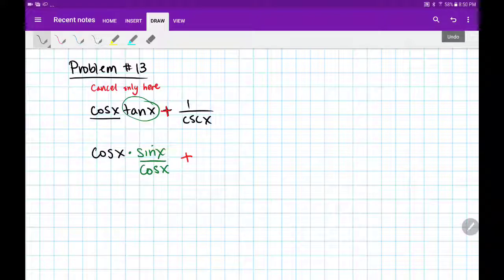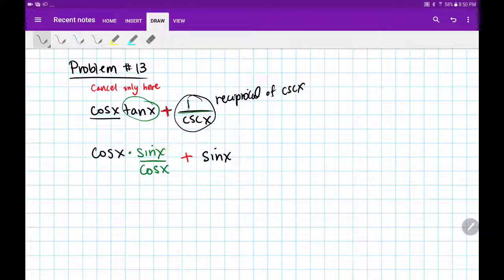Show all your work. Next, this guy over here is 1 over cosecant. I know I need to rewrite it in terms of sine or cosine. Well, if you remember that 1 over means the reciprocal of, this is the reciprocal of cosecant, then it should be pretty straightforward to remember that the answer is just sine x. You should read that as reciprocal of cosecant x. That's what this is. And the reciprocal is sine x.